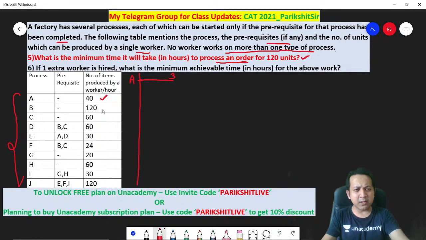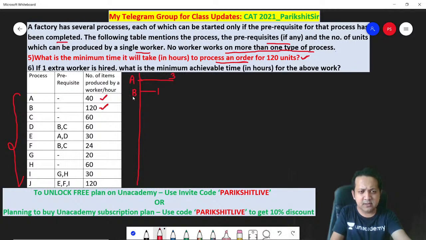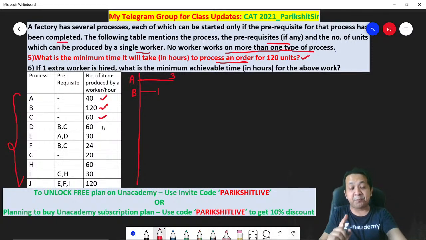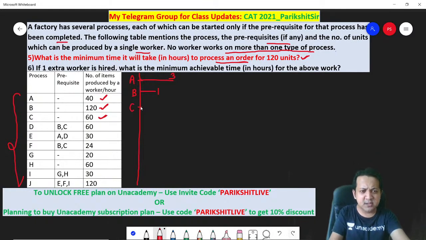Similarly, what about process B? Process B, 120 items per hour. So 120 items can be produced in 1 hour itself, and we need to produce 120 items. So how much time will it take for B? 1 hour. 0 to 1 hour. Similarly, C. 60 items of C can be produced per hour, and we need to make 120 units of C. So can I say 2 hours? 120 divided by 60, 2 hours. So for C, it will take 2 hours.